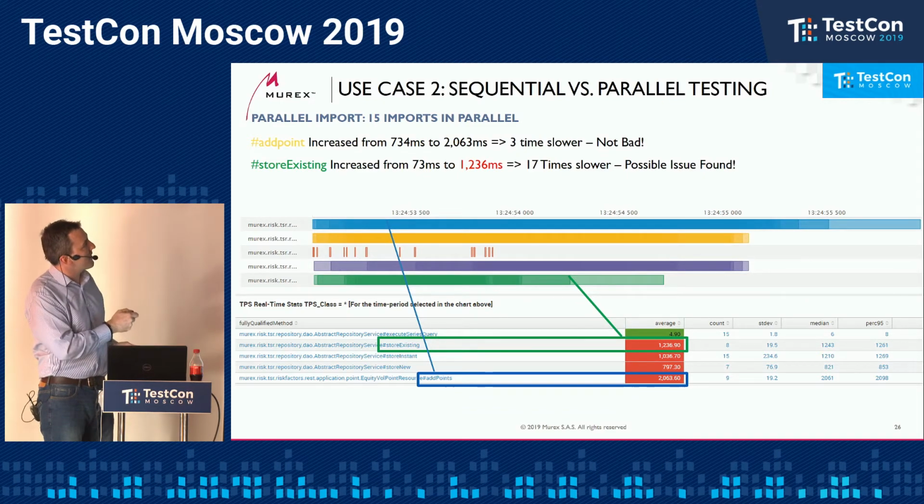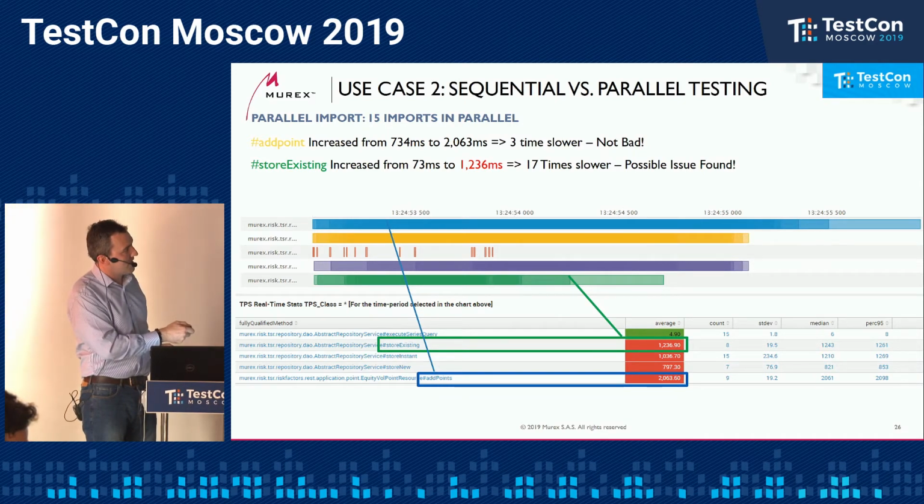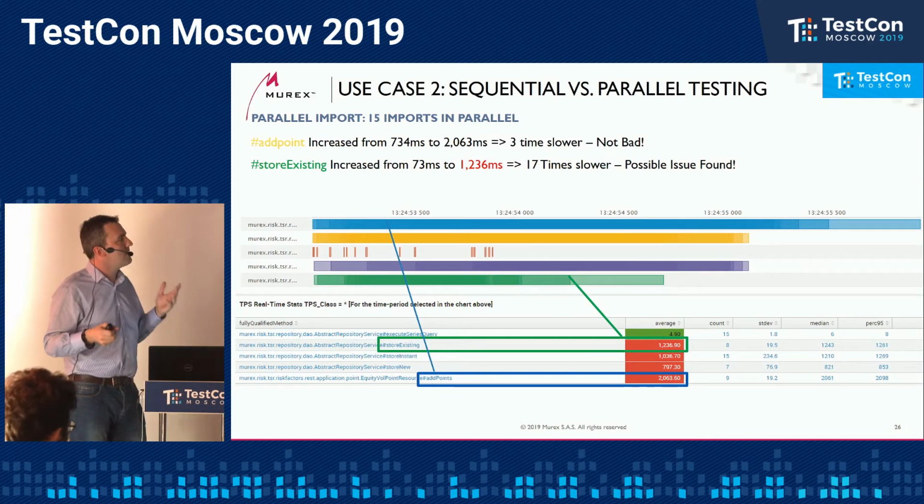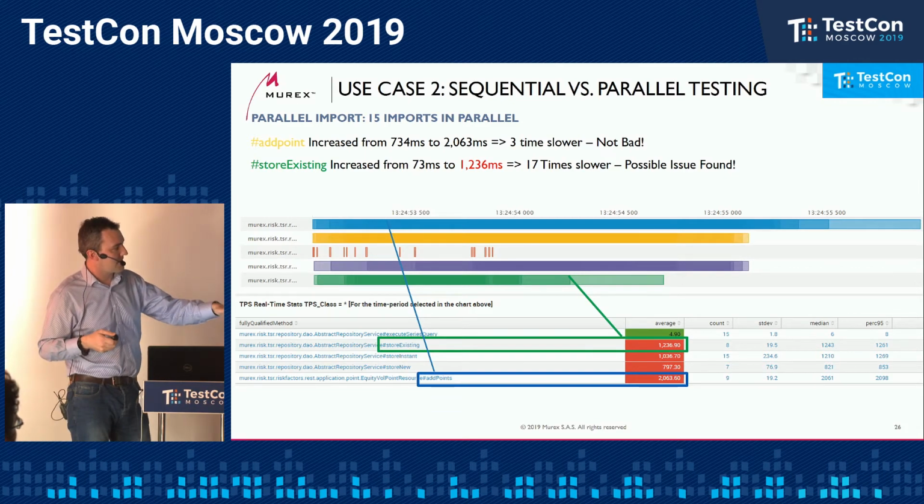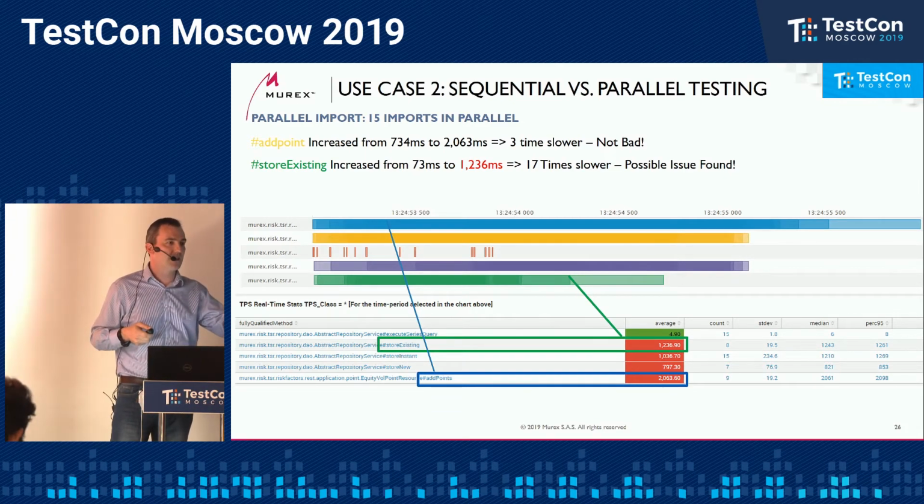But we see something very obvious. Store existing, 73 to 1200, 17 times slower. And you go, oh, that's the database access. Question to the developer, is that sequential or in parallel? His answer is sequential. Should it be parallel? Yes, it should. You need to change your code.